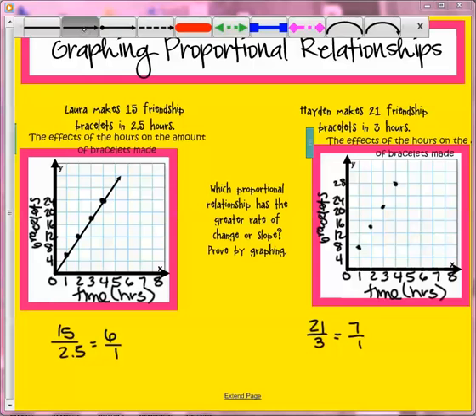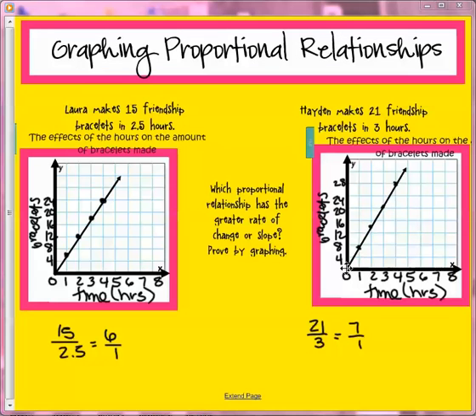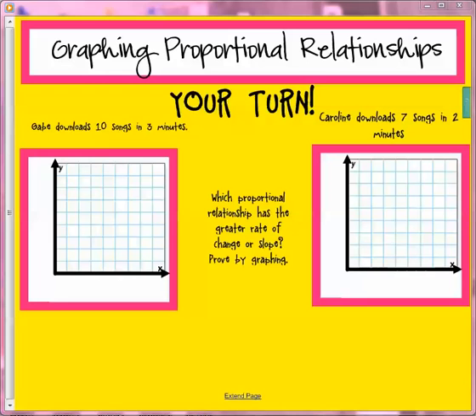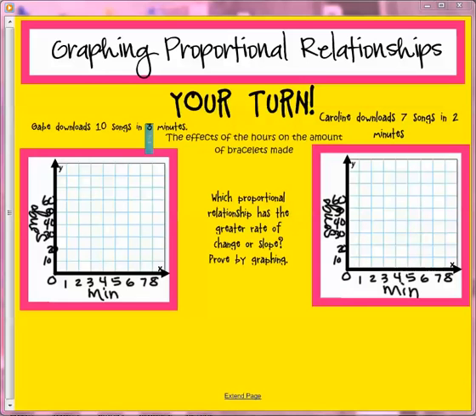Who has the greater slope? If we look at this, the 7/1, Hayden has the greater slope. And it's slightly steeper on our graph. Go ahead and try these two for me, and I'll be back in just a second to show you the answers. Okay, so here are my labels. Now let's plot our points.